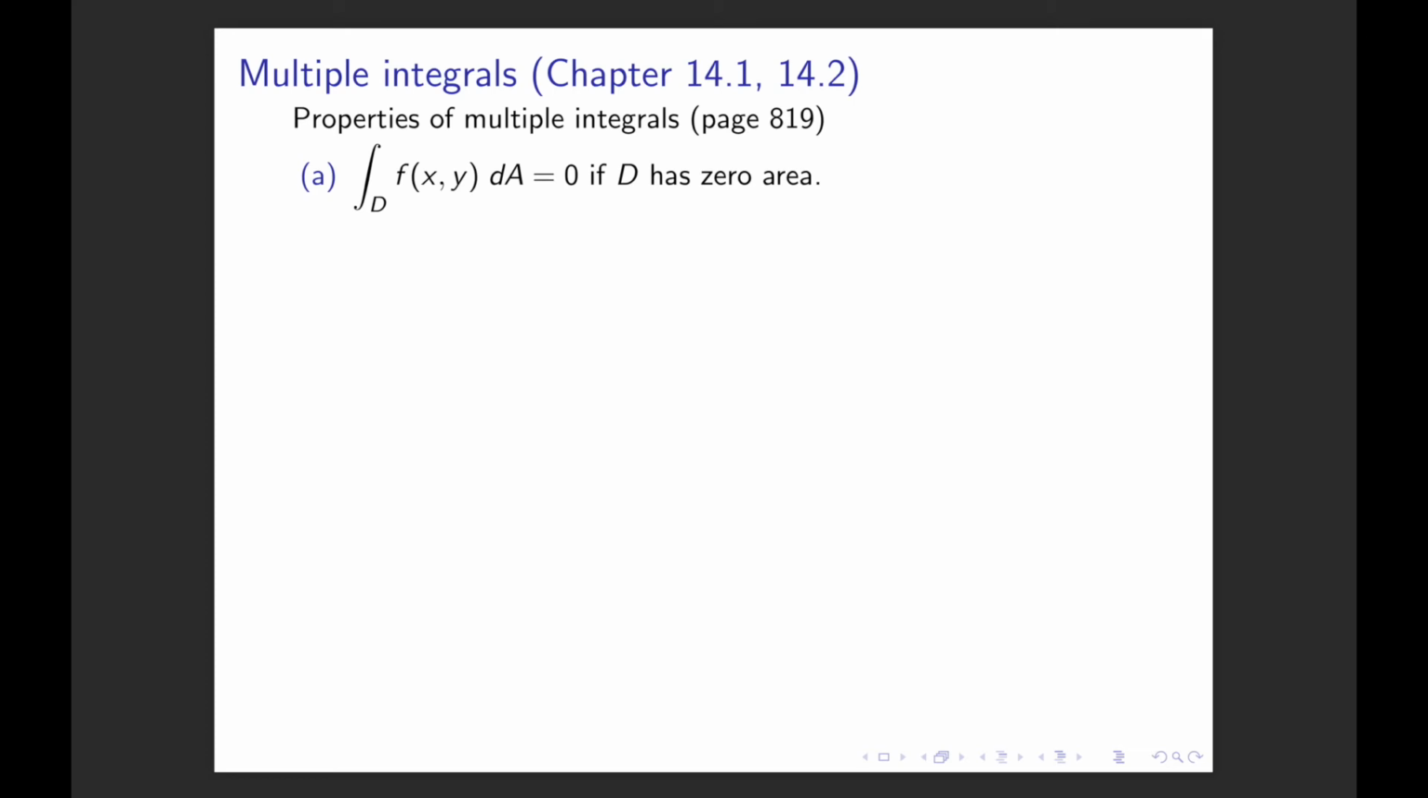So for multiple integrals, that's not much different from one variable integrals. First, if our domain has 0 area, then the integral is also 0. Well, that's not really surprising. If I only have one value over one point, then its volume is the function value times 0, well, and that's 0. Second property we had already. If we integrate over the constant function 1, we obtain the area of the domain.